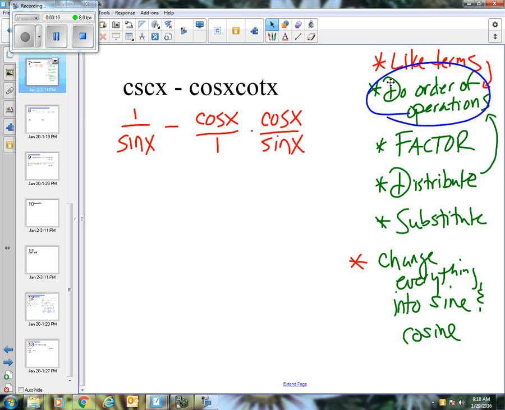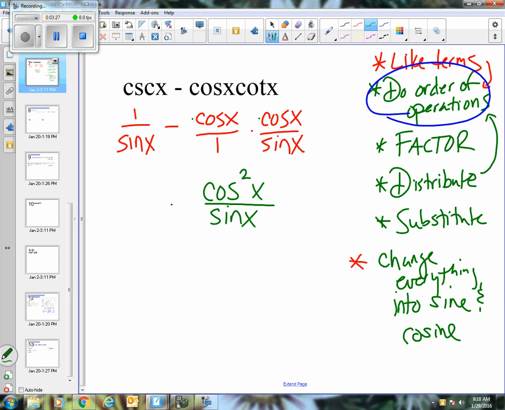So in order of operations, I see a subtraction and I see a multiplication. So do order of operations. Let's multiply, because you'd multiply before you subtract. So cosine times cosine. So cosine of the first times cosine of the first would be cosine squared. Sine times 1 would be sine of x. And we've at least accomplished one operation. That's great. Now we need to subtract.